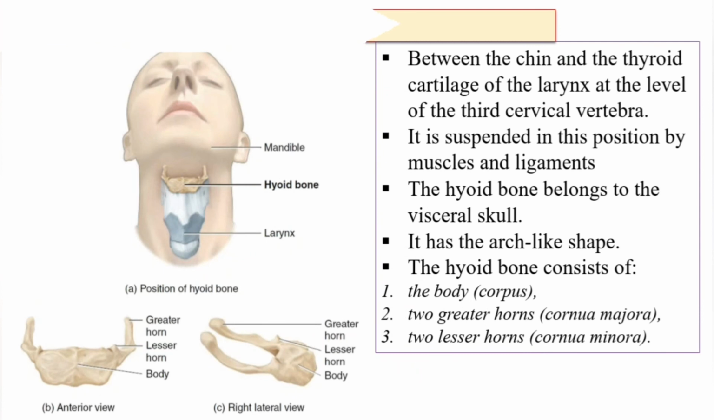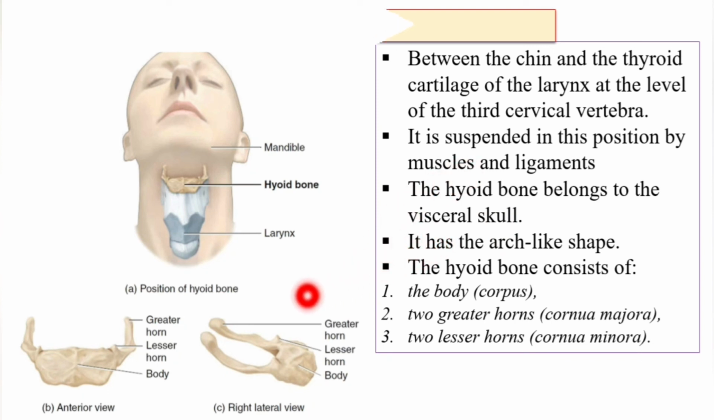The last bone considered as part of the viscerocranium is the hyoid bone, right? The hyoid bone is found between the chin and the thyroid cartilage of the larynx at the level of the third cervical vertebra, C3. It is suspended in this position by muscles and ligaments, right? So it doesn't articulate with any other bone. I told you, it belongs to the visceral cranium, and it looks like an arch.